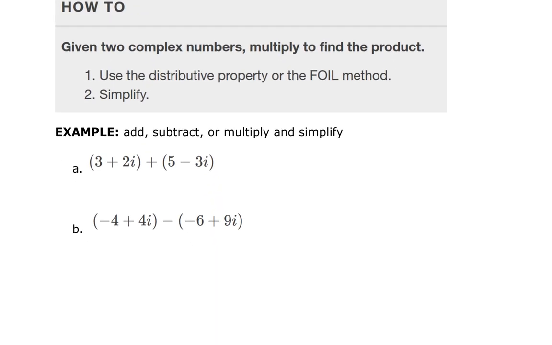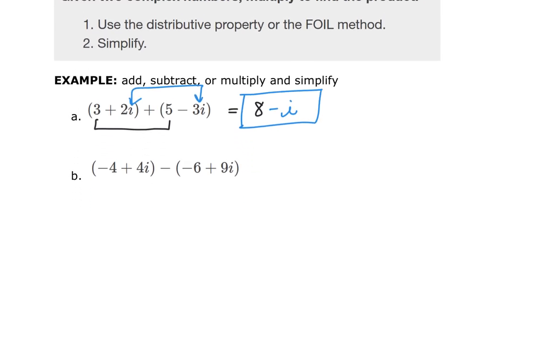When I'm asked to add, subtract, multiply, or divide complex numbers, with adding and subtracting it's straightforward. I need to add and subtract like terms. What I mean by that is this term and this term are both like, so I'm going to add those two numbers and I get 8. And this term and this term are like numbers, so I have 2i minus 3i, which gives me negative i, and that's my answer.